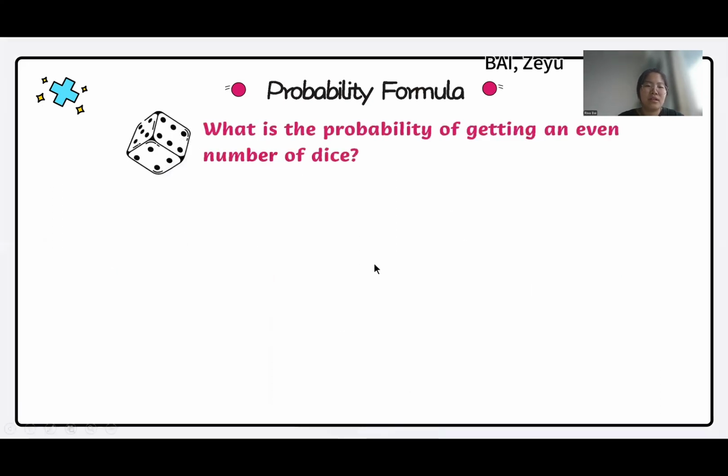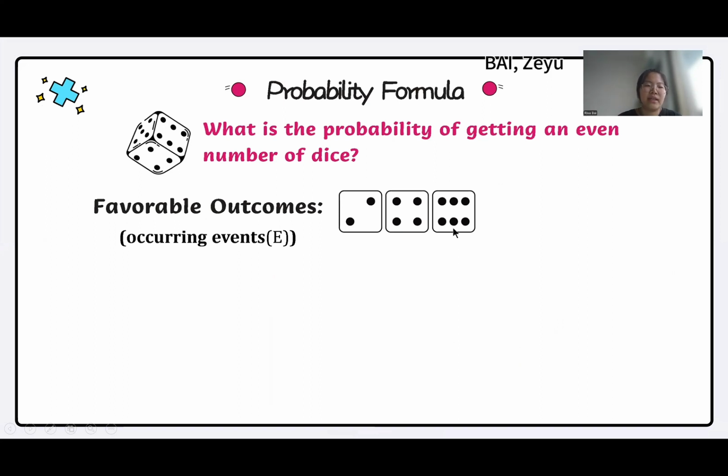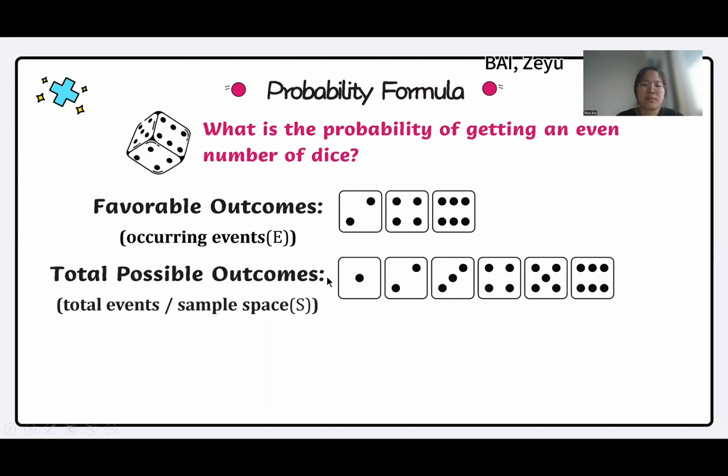Let's think about what's the probability of getting an even number on a dice. The even numbers on a dice are 2, 4, 6. These are called favorable outcomes, which means the outcomes that produce the desired result or expected event. And the total possible outcomes are 1, 2, 3, 4, 5, 6. We can also call it a sample space. So how do we calculate the probability?